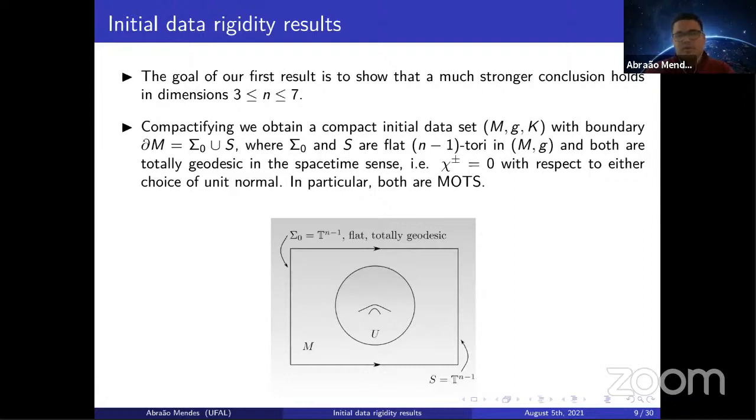Compactifying Lohkamp's picture, we obtain a compact initial data set (M, g, k) with boundary. So the boundary has two components. One we call sigma naught, and the other one we call S, where sigma naught and S are flat (n-1)-tori in M, and both are totally geodesic in the space-time sense. So the second fundamental forms vanish altogether with respect to either choice of the unit normal. In particular, both are MOTS, okay?